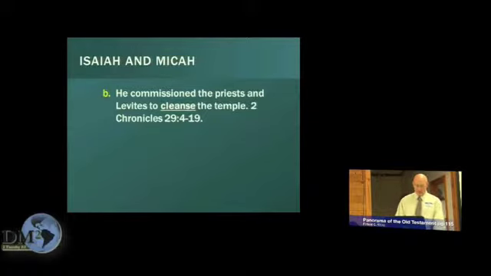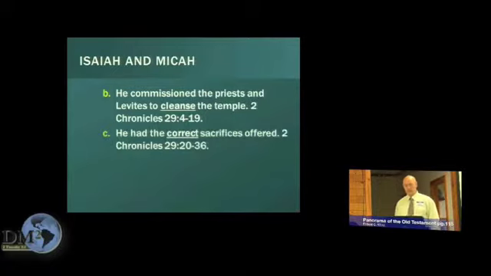2 Chronicles 29:4 through 19. The temple had been left in disrepair. The next time we see this type of thing happening will be in the reign of Josiah, when they'll find the book of the law. Hey, we got the book of the law here. Been lost to them. He had the correct sacrifices offered. 2 Chronicles 29:20 through 36.